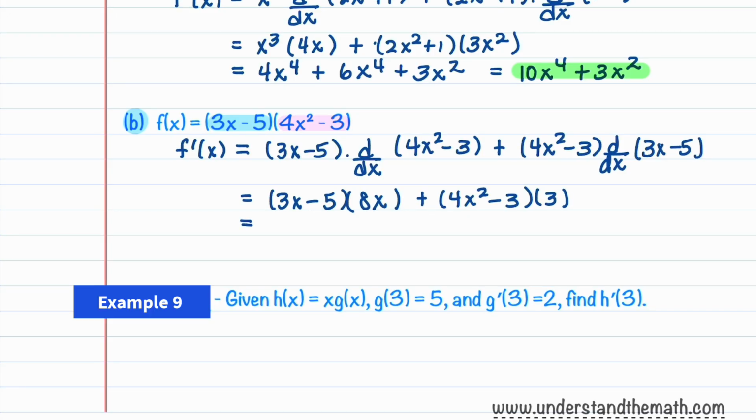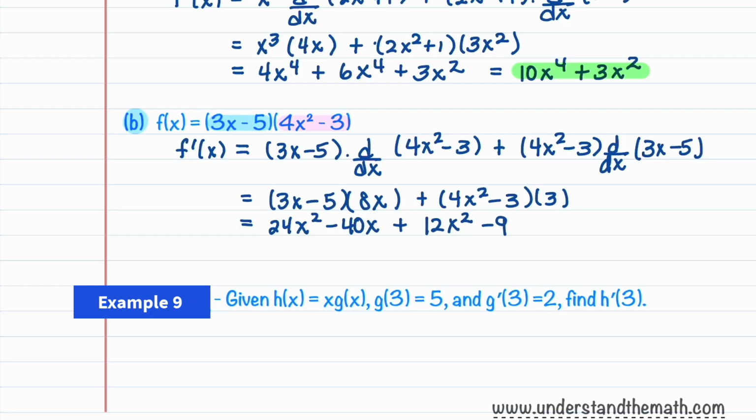Let's now multiply everything out. 3x times 8x gives us a 24x squared. And then minus 5 times 8 is minus 40. And there's an x that goes with that. And then if we look at our second piece, we have 4 times 3. So that's 12x squared. Minus 3 times 3 gives us a minus 9.